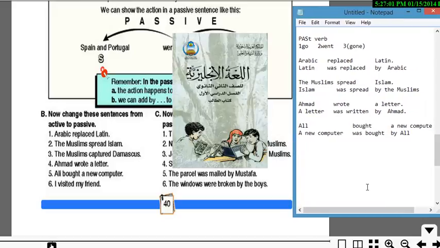Okay, now let's go to the next one. I visited my friend. And if you're gonna just try to play it around, my friend by me. I'm not gonna say I, okay? And was visited. That's the form of the verb. Voila.